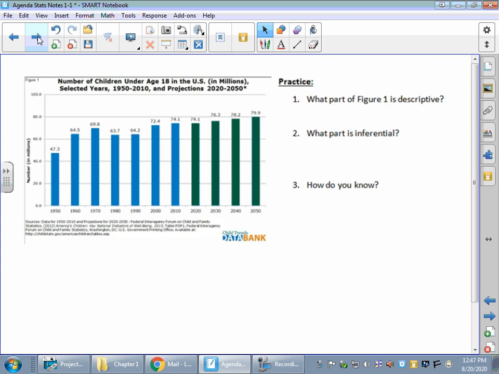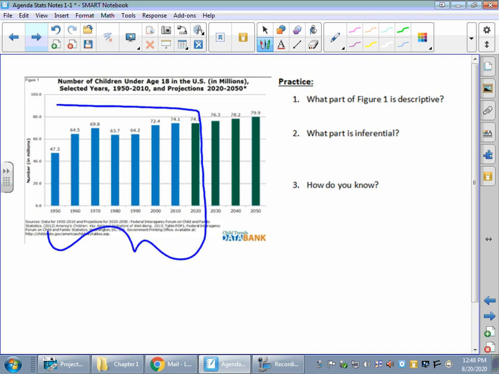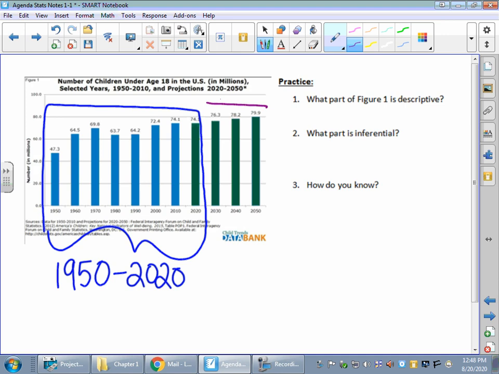So let's do a quick run through. I think this should get to the idea if you don't already. Notice this graph is the number of children under age 18 in the US for 1950 to 2010 and projections. On my screen, all these blue bars actually should go this far, based on our year. This is 1950 to 2020. This part is 2030 to 2050.